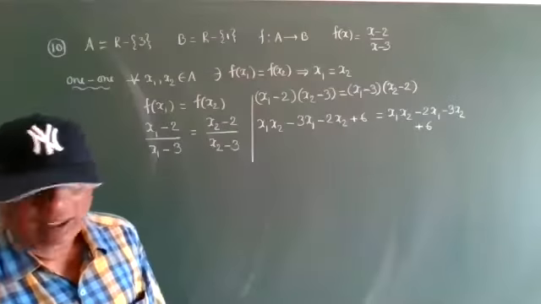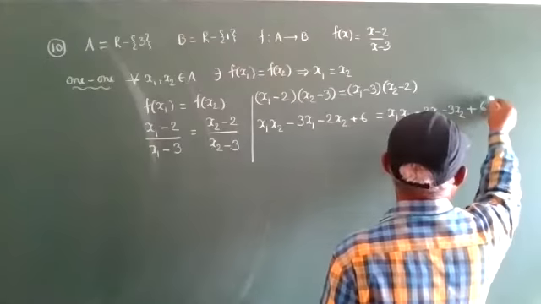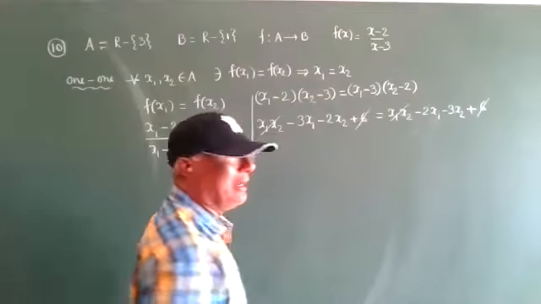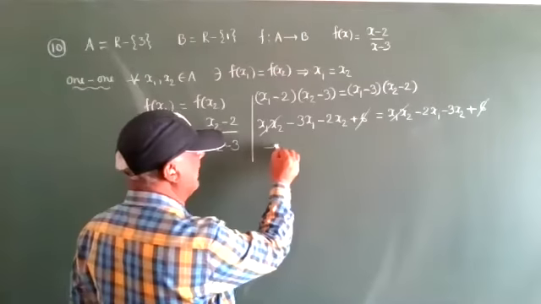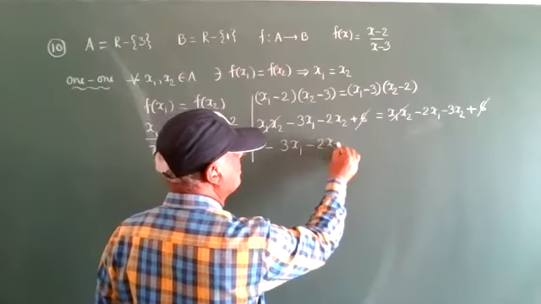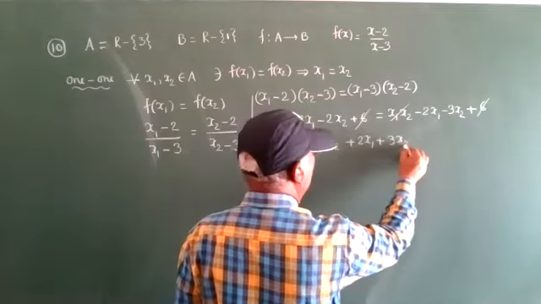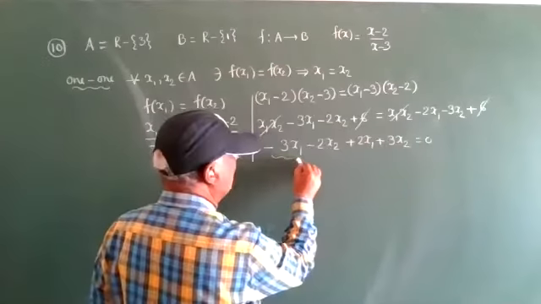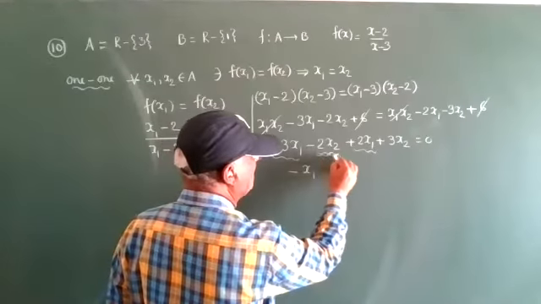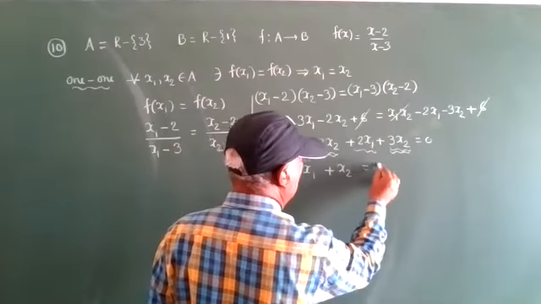Okay? Plus 6 should be cancelled on both sides. X1x2 should be cancelled on both sides. All terms bring on the left hand side. Minus 3x1 minus 2x2 plus 2x1 plus 3x2 is equal to 0. So x1 terms simplification, minus x1. X2 terms simplification, so plus x2 is equal to 0.